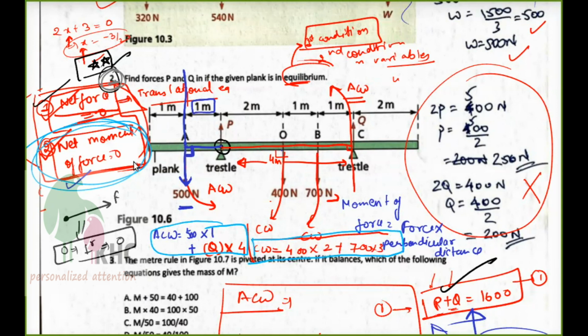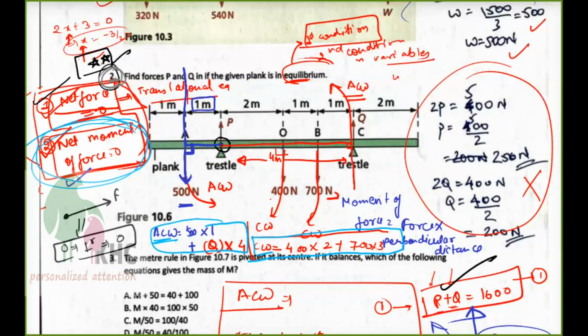Equate them. All the anti-clockwise moments are going to be equal to all the clockwise moments. That's when the net moment of force is equal to zero. Okay? You do this question once again and send it to me.